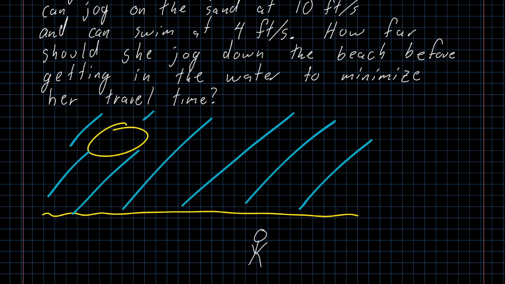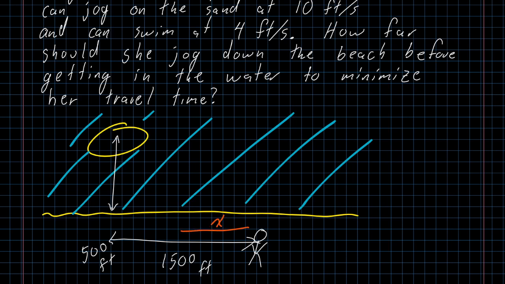All right, let's see. We know that the distance like this is 500 feet, and the distance here is 1,500 feet. This person is going to go along the shoreline for some amount of distance, we'll call it x, and then get into the water to travel the rest of the way in a straight line like that.